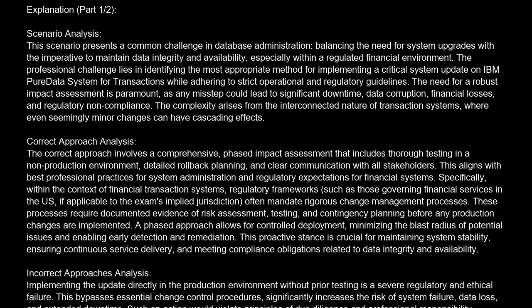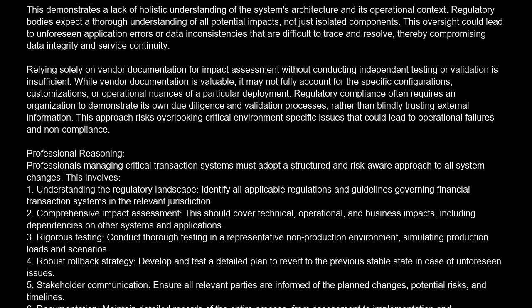Performing a limited impact assessment that only considers the immediate database changes, but neglects the application layer and downstream dependencies, is also professionally unacceptable. This demonstrates a lack of holistic understanding of the system's architecture and its operational context. Regulatory bodies expect a thorough understanding of all potential impacts, not just isolated components. This oversight could lead to unforeseen application errors or data inconsistencies that are difficult to trace and resolve, thereby compromising data integrity and service continuity.